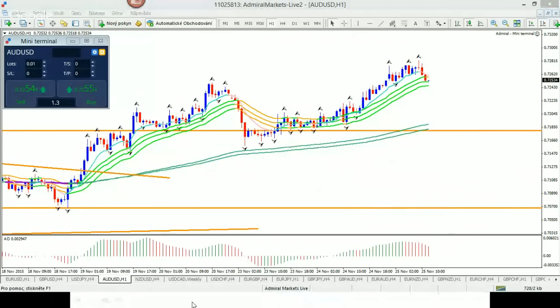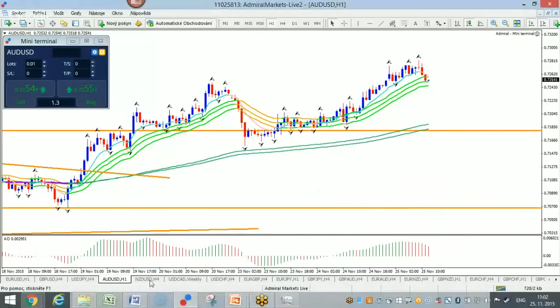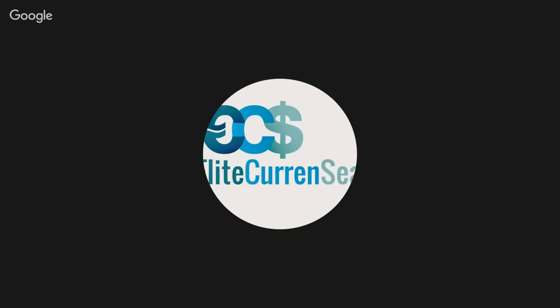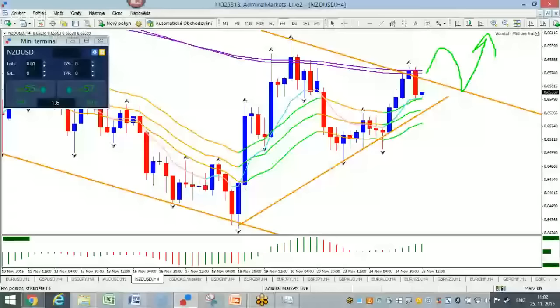Last but not least, the Kiwi. Looking for upside continuation as well, but price is at a resistance trend line. So I'll be a bit cautious with that at this moment. But the price could turn around, maybe back at this support level, or if it breaks out, it could be interesting to look for a break, pullback, and continue as well. That's what I'm looking for on the Kiwi.